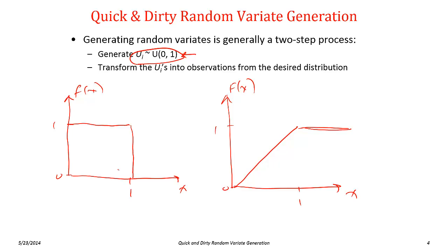For our quick and dirty method, we're going to assume that we have a built-in method to generate these U01s. If you happen to be using Excel, you can use the RAND function, and the RAND function will return a U01. Most programming languages also provide built-in functions to generate these U01s. The basic idea is that I'm going to sample these U01s, and then transform them into observations from the desired distribution.